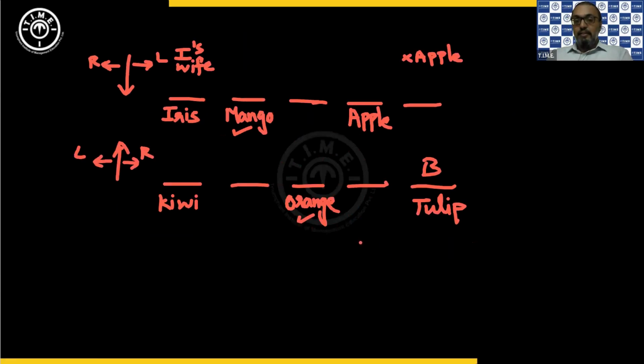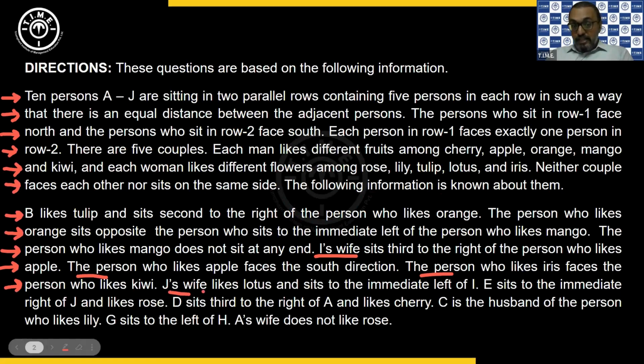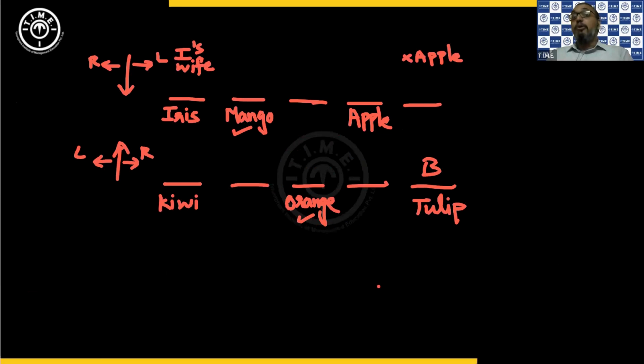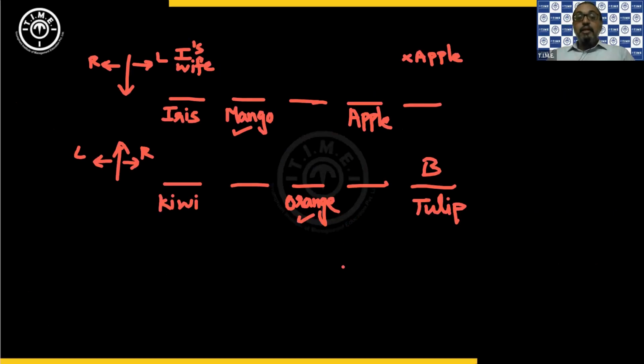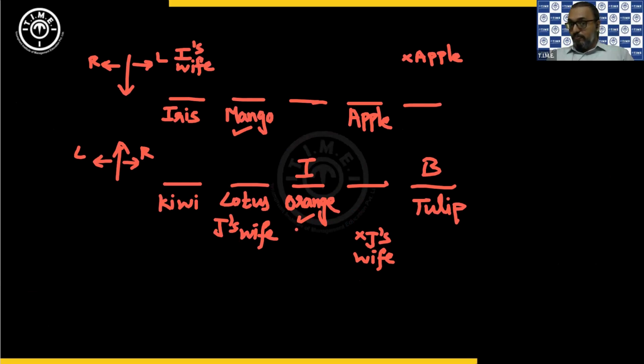Okay. Then, further, J's wife likes lotus and sits to the immediate left of I. Okay. Now, because I's wife is south facing, I cannot be south facing anymore. I has to come in north facing. So now J's wife likes lotus and sits to the immediate left of I. Now, you cannot have J's wife here because B is already fixed there. So J's wife will be given only in this position. Now that is lotus, and I will be given as orange.